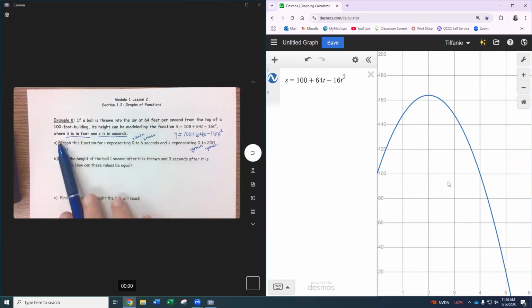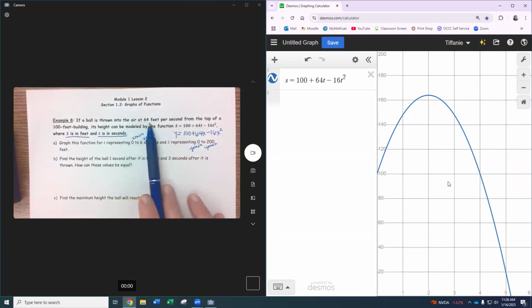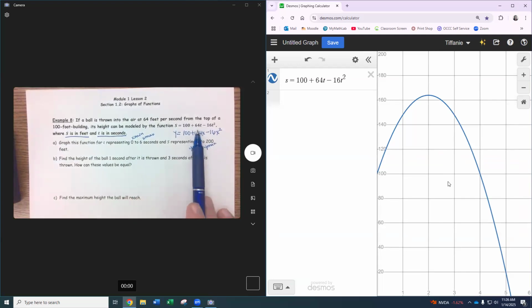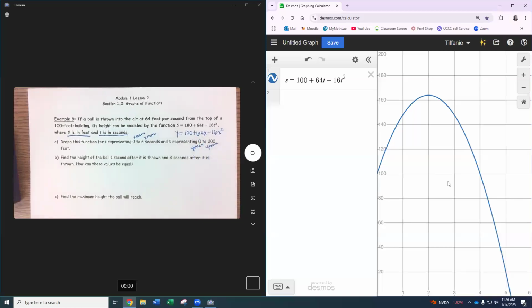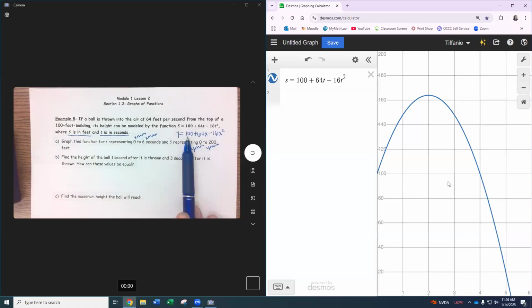They use that 64 and that 100 in this equation. It says the ball was thrown at 64 feet per second. Whatever's with my X or my T variable is representing my velocity. So that will always show how fast something is going from the start. And then the 100-foot building will be the one without any variable.